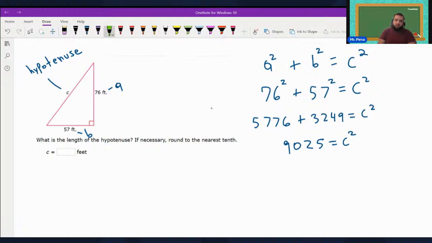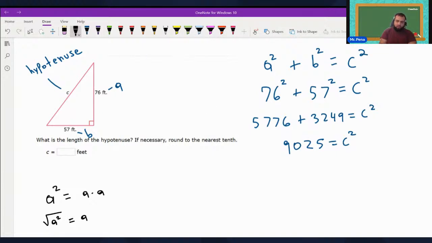Now we have a square. We have C squared. The inverse of C squared is square root. Let me explain that a little bit. A squared means A times A. The inverse of that is square root. The square root of A squared is just A. So it's just doing the opposite of squaring a number.